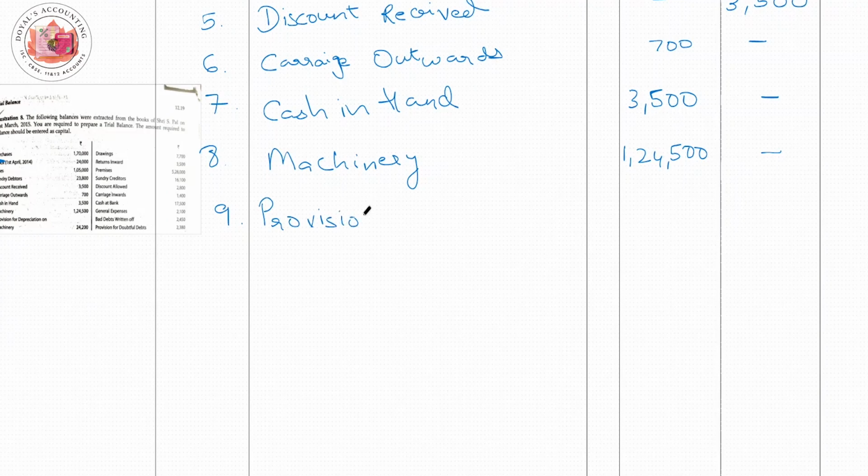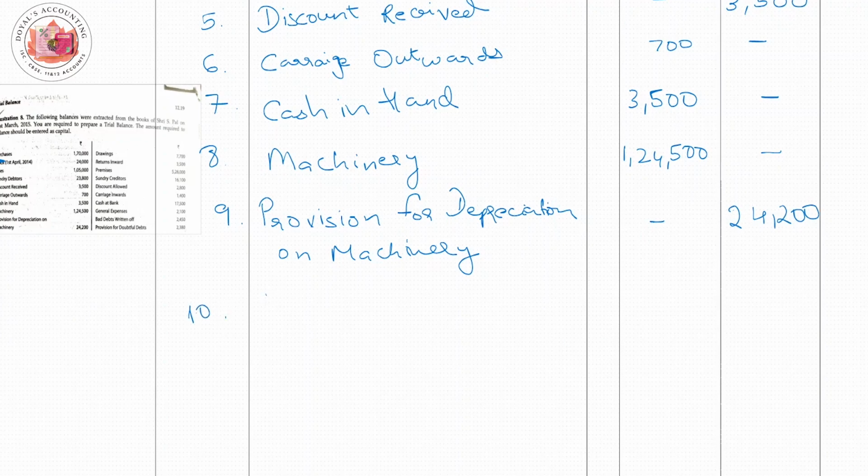Next we have provision for depreciation on machinery. In the upcoming lectures, we will be dealing with the concepts of provisions and depreciation on assets. So just for now, you remember that provisions always have credit balances. So we will write this on the credit side. 24,200. Our next is drawings. Drawings will have a debit balance.